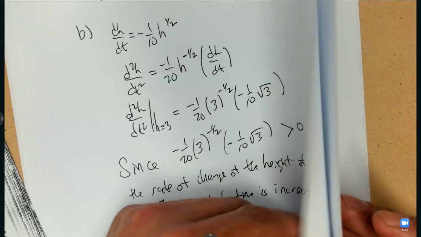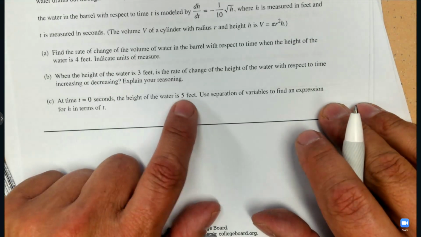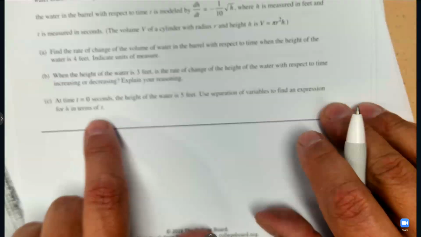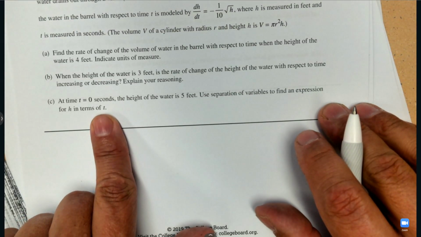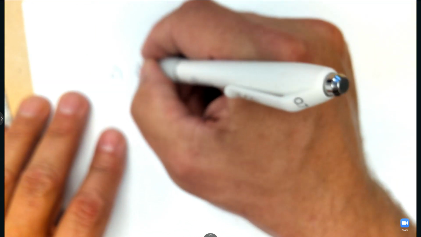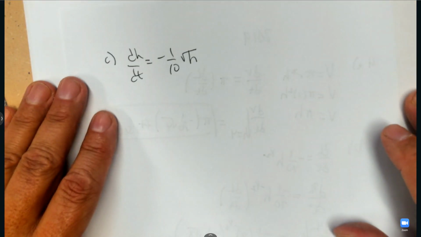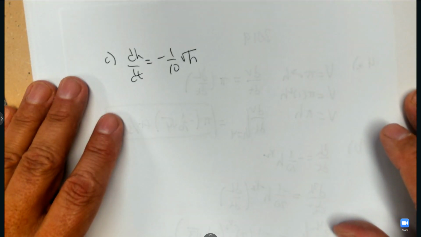All right, last one, part C. Turn my page. In part C it says, at time t equals 0, the height of the water is 5 feet. Use separation of variables to find an expression for h in terms of t. So we're just looking at the derivative for h, and we're going to do FRQ here together. You guys are experts at that. So we're going to write dh by dt and then we're going to solve this differential equation.